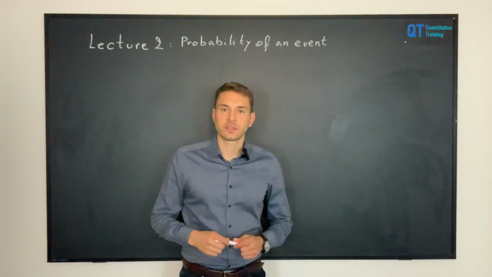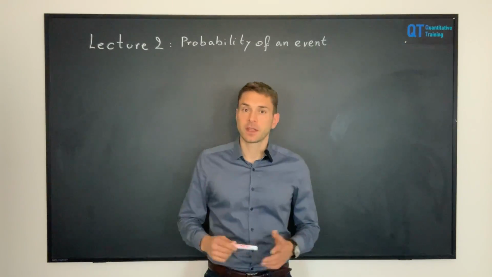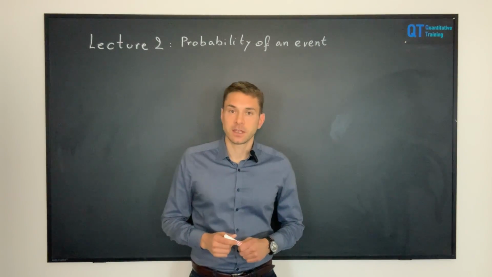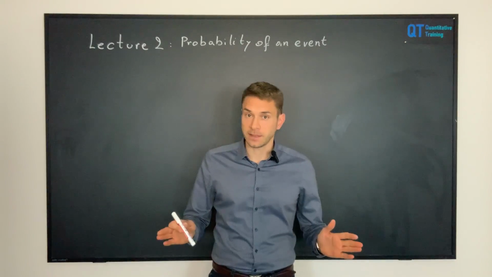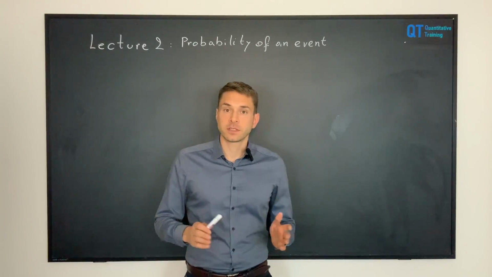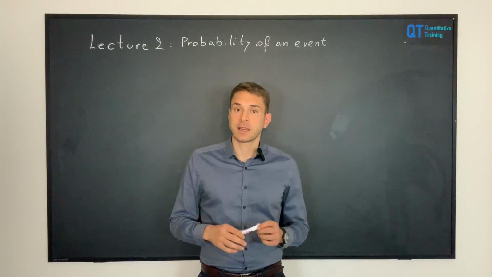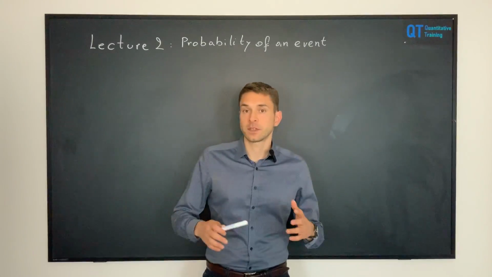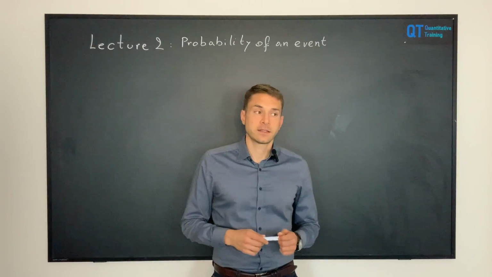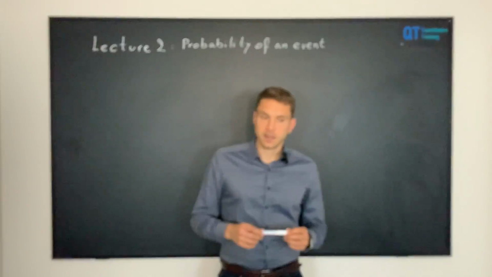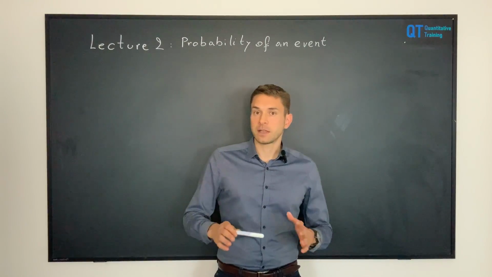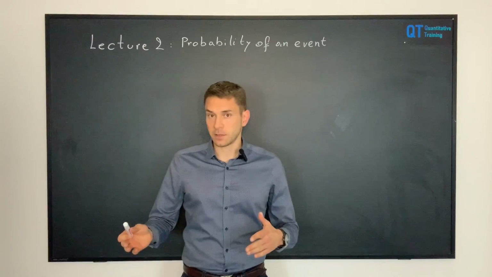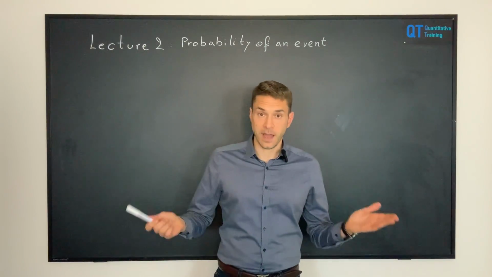So, hello and welcome to the second lecture on probability theory, where we are going to compute the probability of a particular event. We saw in the first lecture that an event is basically a subset of the total sample space of some random experiment, and that the random experiment is basically any well-defined procedure that produces outcomes that could not be perfectly predicted in advance.